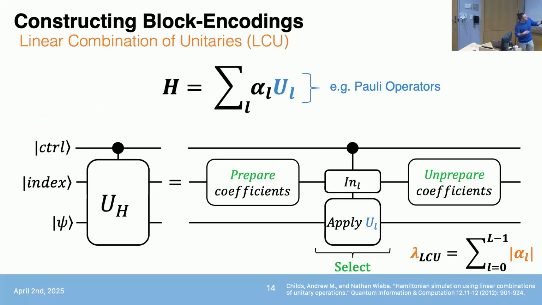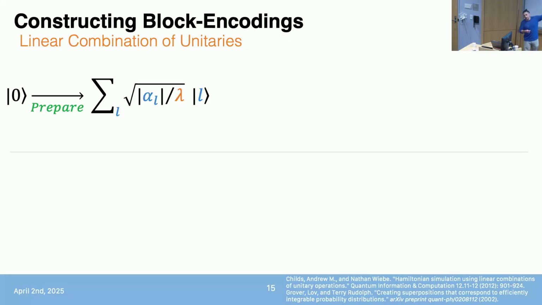I see. So coming back here, I have a linear combination over alpha L, UL, and I want to get the square root of alpha L over lambda. Before, you had a linear combination of Pauli strings, and here you have a linear combination of computational states. What is the connection between the Pauli string and the computational state? You'll see in a second. And the lambda is just to keep the probability of that whole state normalized.